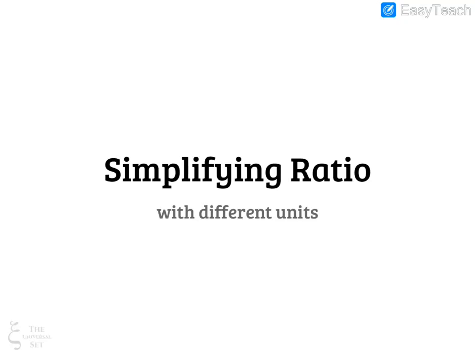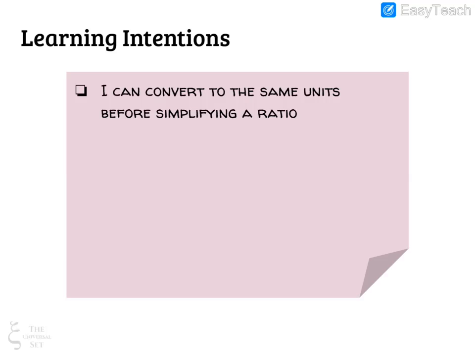Hello, in this video we're going to be looking at simplifying ratios, but when the two numbers have different units. So maybe one of the numbers is in meters and another one is in centimeters, for instance. So that's our intention, that we can convert to the same units before we simplify our ratio.